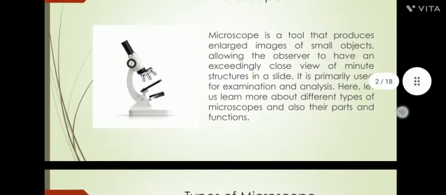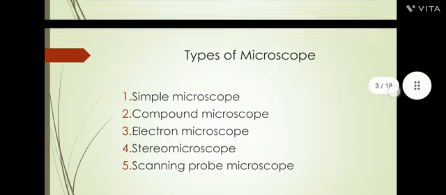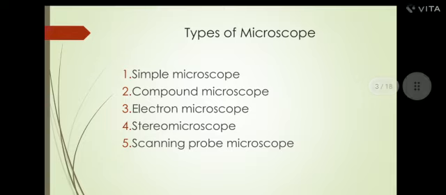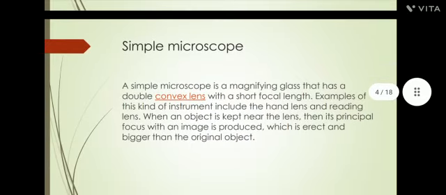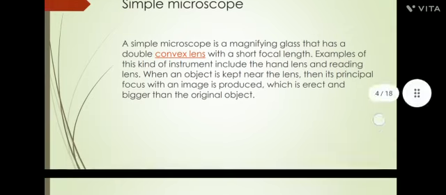So the different types of microscopes are simple microscope, compound microscope, electron microscope, stereo microscope, and scanning probe microscope. And we are going to learn about them in detail. Simple microscope. A simple microscope is a magnifying glass that has a double convex lens with a short focal length. This kind of instrument includes the hand lens and reading lens. When an object is kept near the lens, within its principal focus, an image is produced which is erect and bigger than the object.